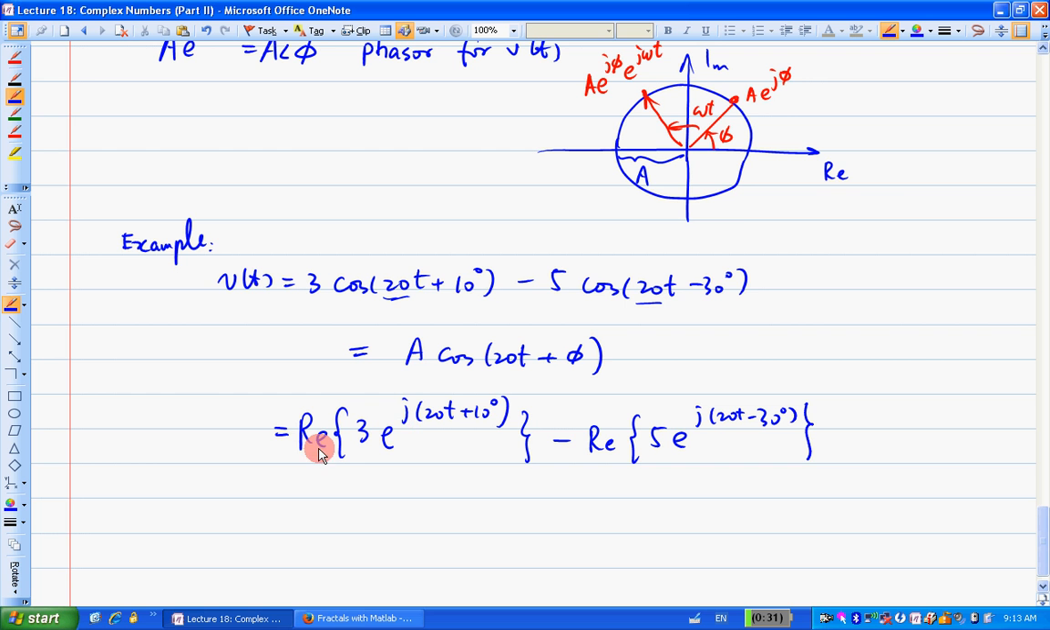So when you have the real part of this minus the real part of that, and that's equivalent to, say, this is the real part of 3e^(j(20t plus 10 degrees)) minus... So just basically put everything into one big bracket. That's the same thing.